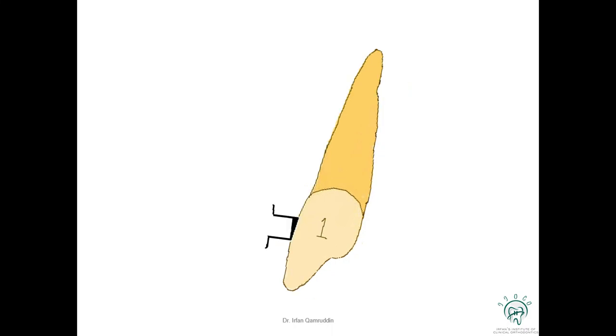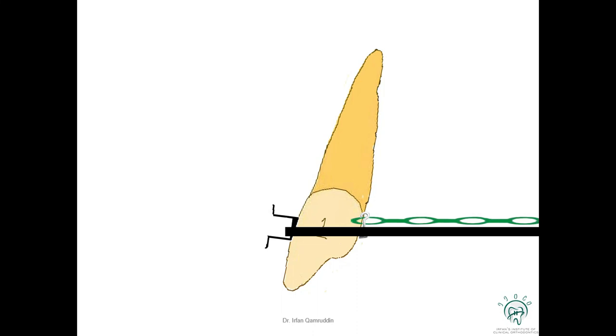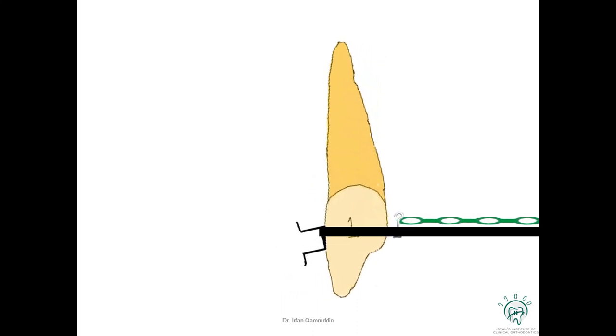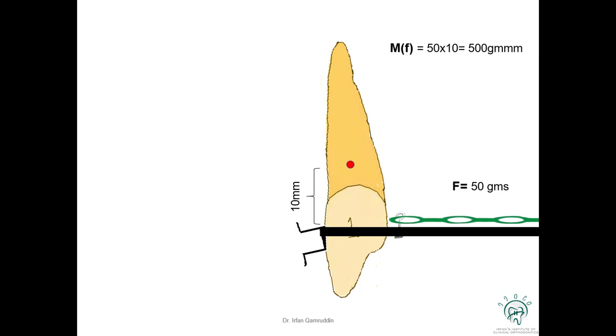Now this also should make some sense to you that if you are retracting incisors on a round wire, there will be just retroclination of the tooth. Since there is no rectangular wire, there will be no couple. If you want to calculate the moment of this force system, if you have applied a force of 50 grams and the distance between the force application point and the center of resistance is 10 millimeter, then the moment of force would be 500 gram millimeter.